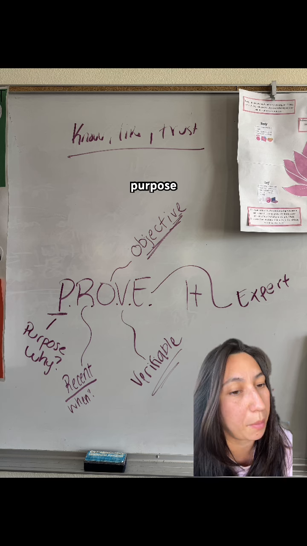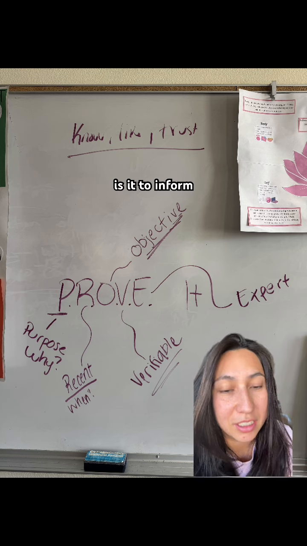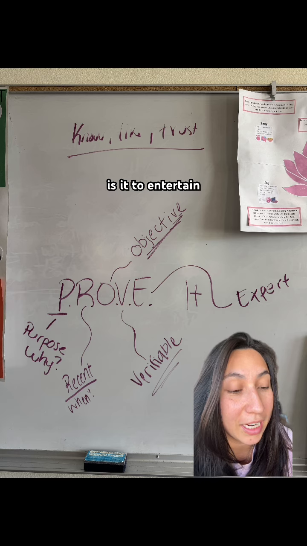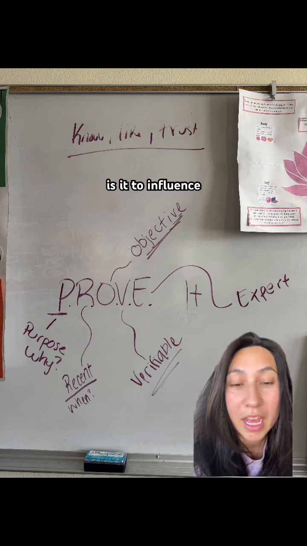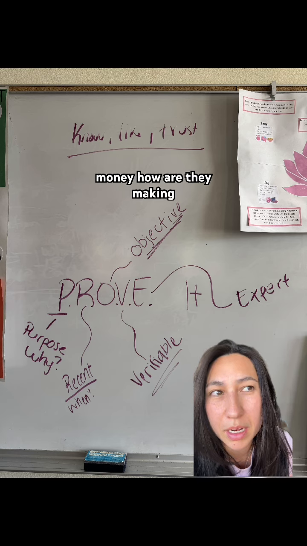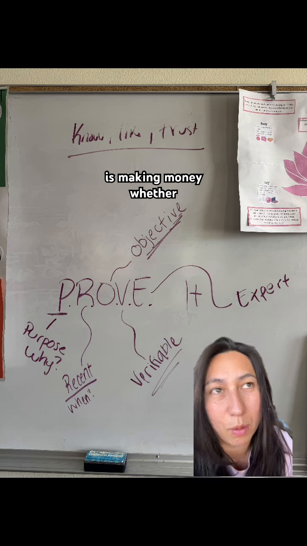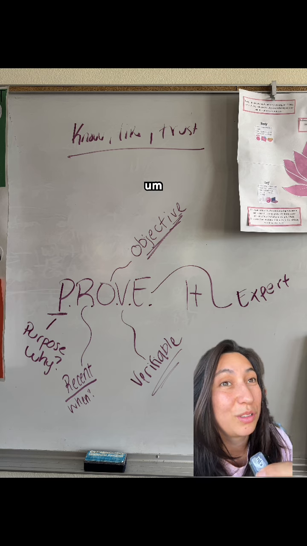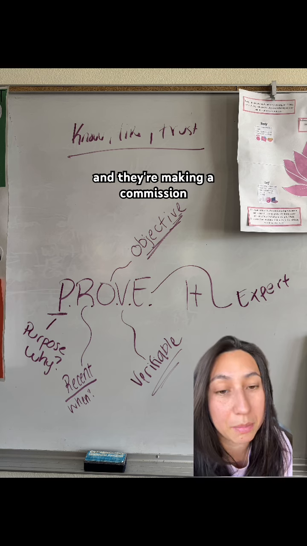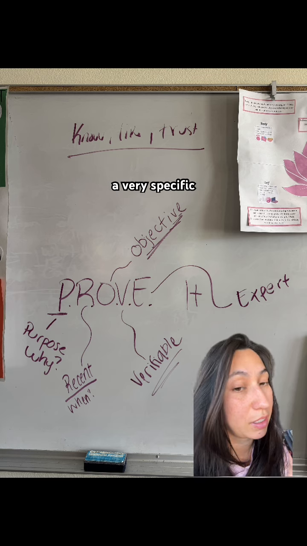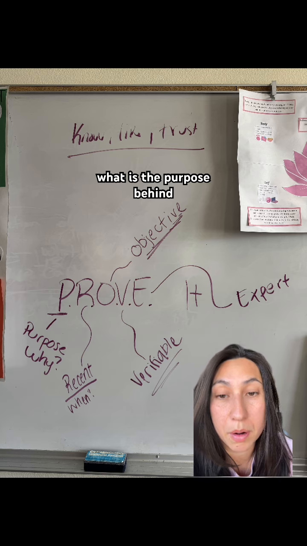So P is purpose. That's the first one. Why was this created? Is it to educate? Is it to inform? Is it to entertain? Is it to monetize and advertise something? Is it to influence? And really thinking about who is making money, how are they making money, because most content is making money, whether it be kind of subtly through affiliate links that are not always clear and they're making a commission, or they're actually selling a very specific product, or if it's for views. We need to understand, well, what is the purpose behind this.